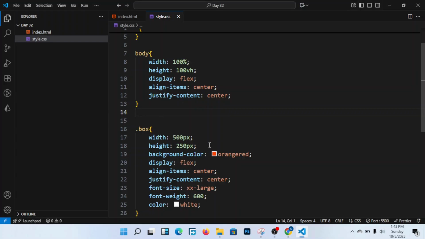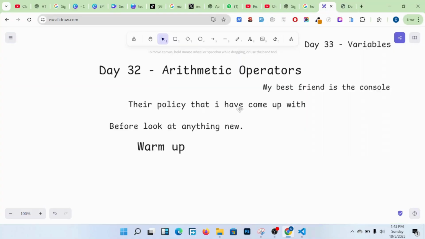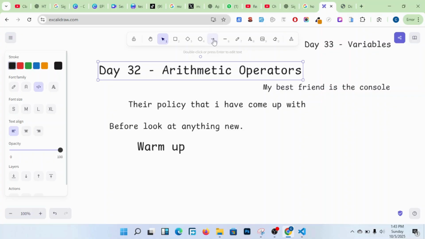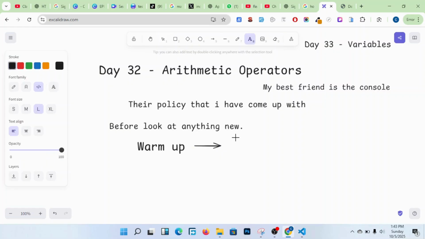We are always going to start with the warm up. What is my warm up going to be? My warm up today, before I can look at arithmetic operators, we are going to start with the warm up. I want you to do consoles from A up to Z. Okay?